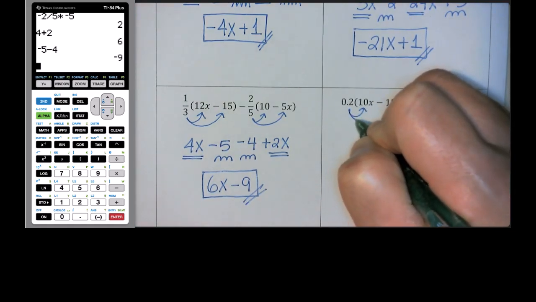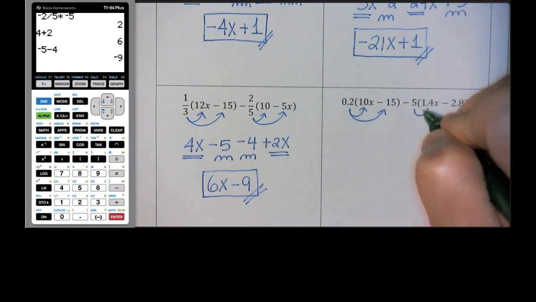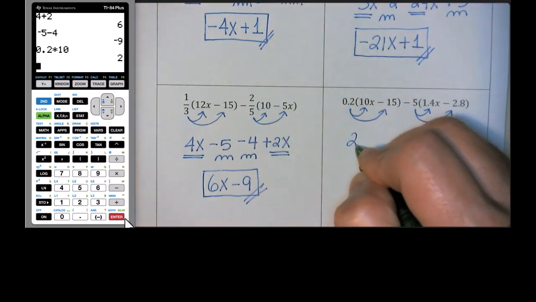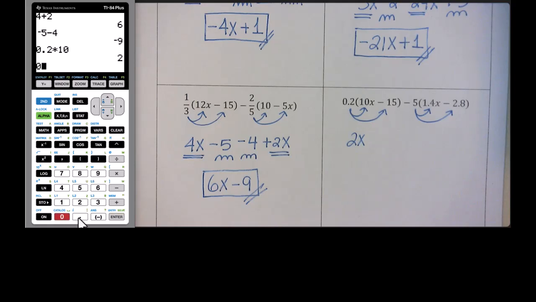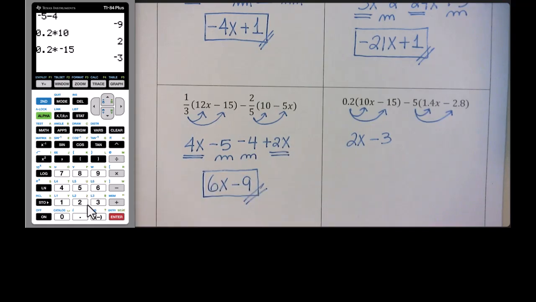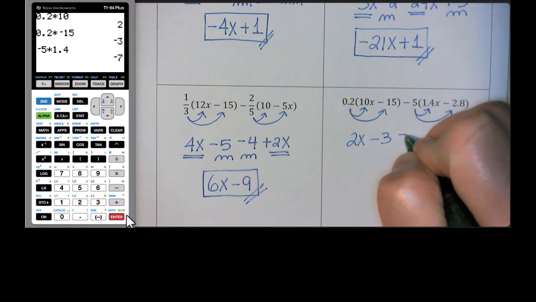This problem, we have decimals. Again, same strategy. Eliminate parentheses first. Okay, and then we go here to the calculator and we multiply 0.2 times 10 and we get 2x. Then we have 0.2 times negative 15 and we get negative 3. Then we're going to multiply negative 5 times 1.4 and we get negative 7x.